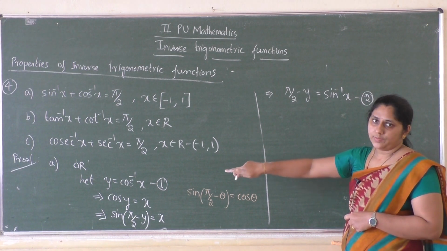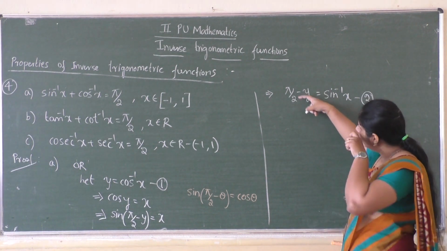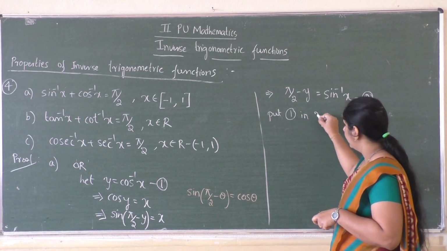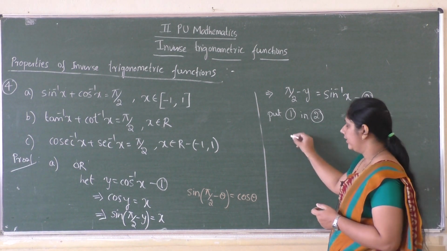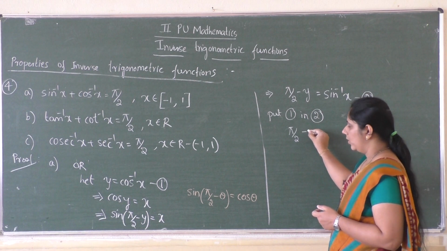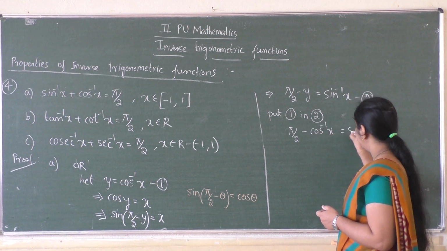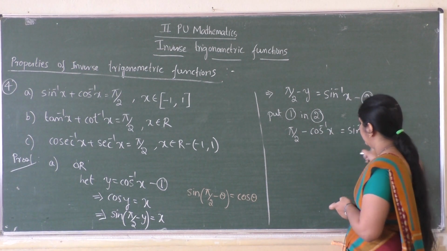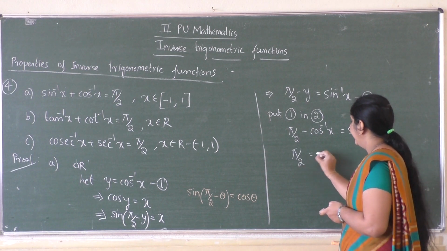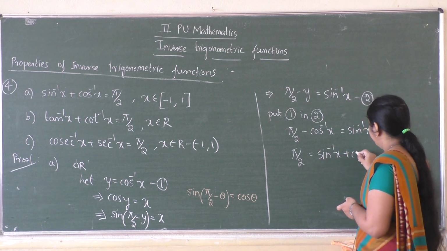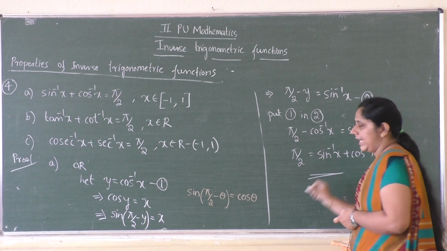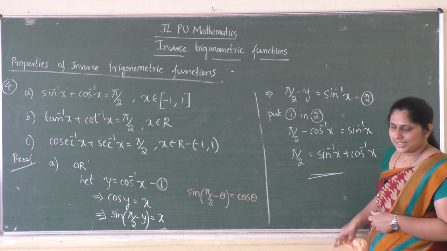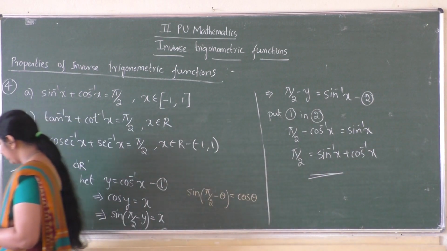Now see equation 1. What is y? Y is cos inverse x. So if I put the value of y here, that is put equation 1 in equation 2, we get pi by 2 minus, what is y? Cos inverse x equal to sin inverse x. Now if I take this minus term to the right side, we get pi by 2 equal to sin inverse x plus cos inverse x. So either first method or second method, any of the methods you can use.